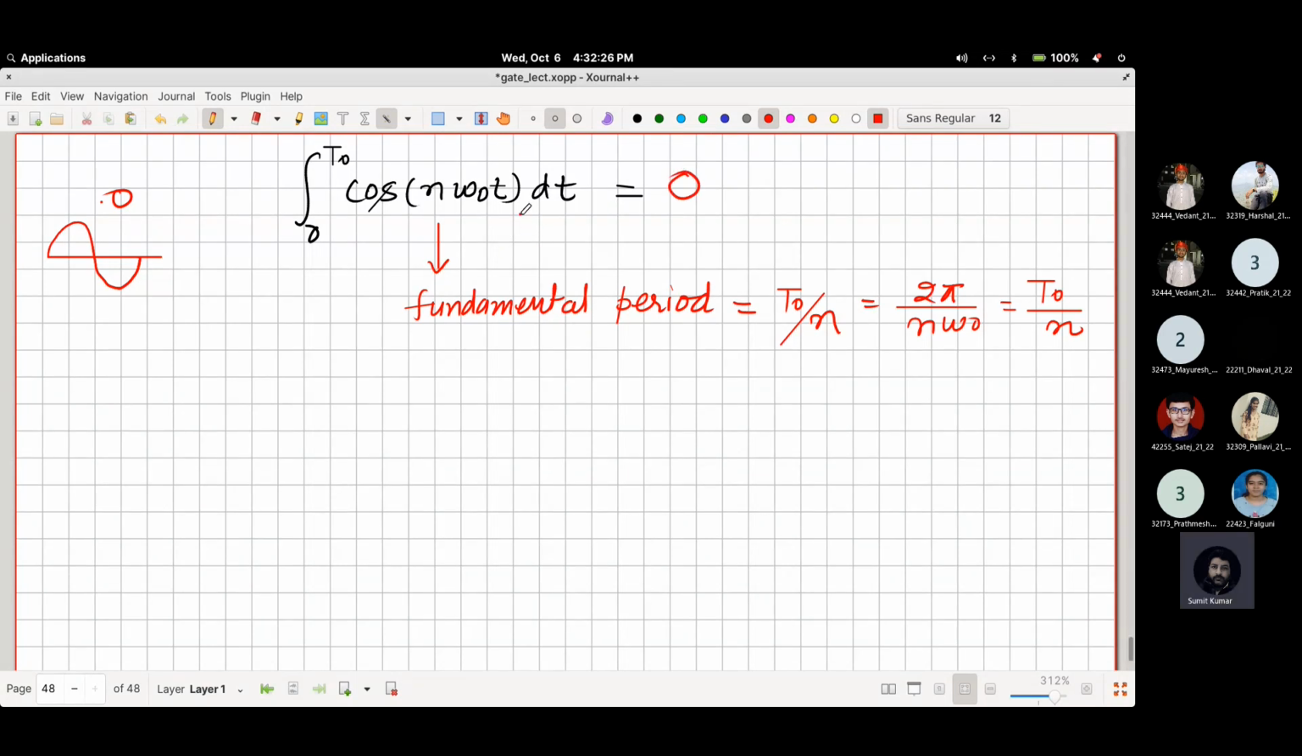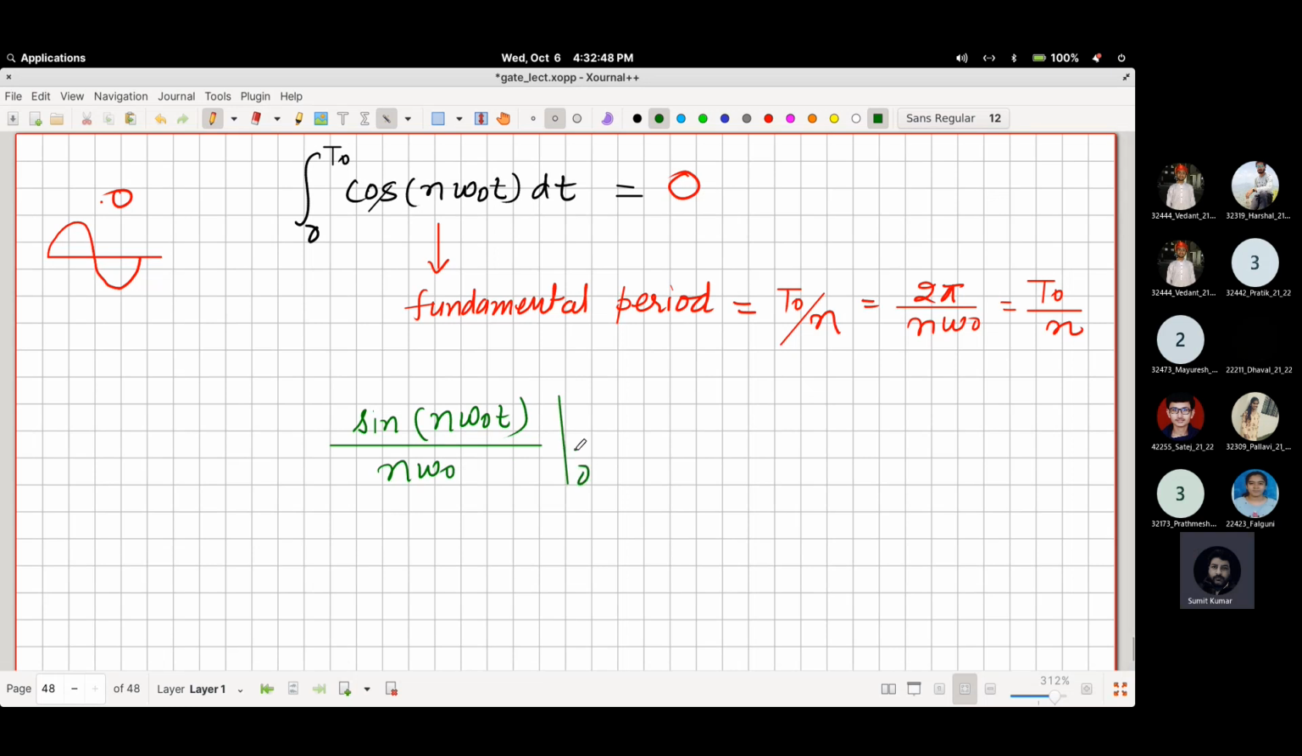Are you getting me? I got this without even doing the integration. But you can do this integration and find the same value. So what will be the integration of cos n omega naught t? Sin n omega naught t divided by n omega naught, isn't it?